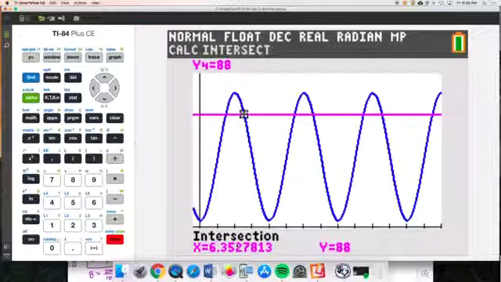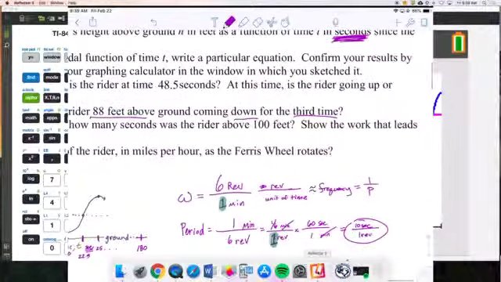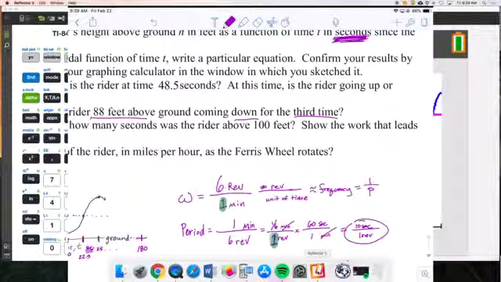All right. We're going to have to stop right there. But look at these, just a preview of what Monday's going to bring. During the 3-minute ride, for how many seconds was the rider above 100 feet?